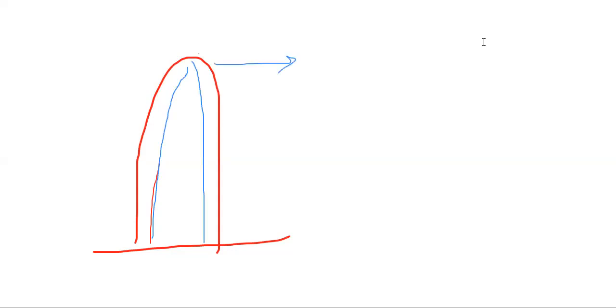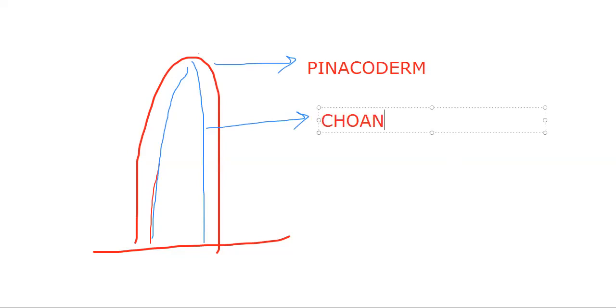For that, the sponges contain two layers. Let me name the layers first of all. The outer layer is called pinacoderm and the inner layer is said to be choanoderm. We used to say there are two epithelioid layers, pinacoderm and choanoderm. The cells of pinacoderm are called pinacocytes.